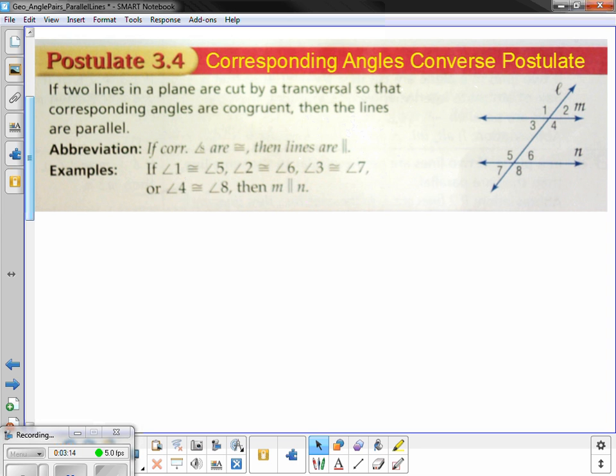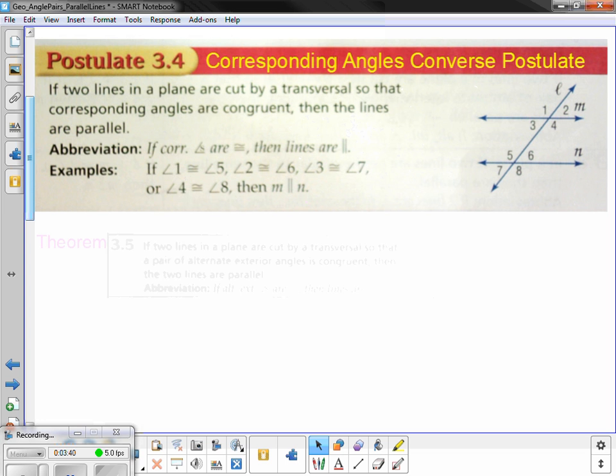So this is saying if angles 1 and 5 are congruent, M and N are parallel. If 2 and 6 are congruent, M and N are parallel. If 3 and 7 are congruent, M and N are parallel. If 4 and 8 are congruent, then M and N are parallel. All it takes is one of those pairs, because the postulate said so: one set of corresponding angles is all it takes.